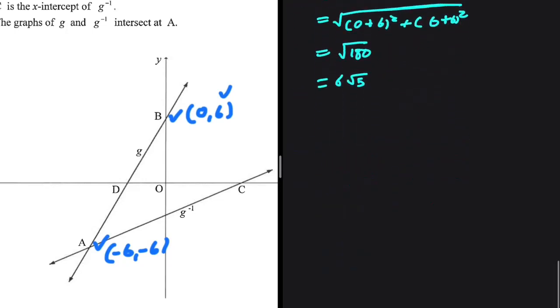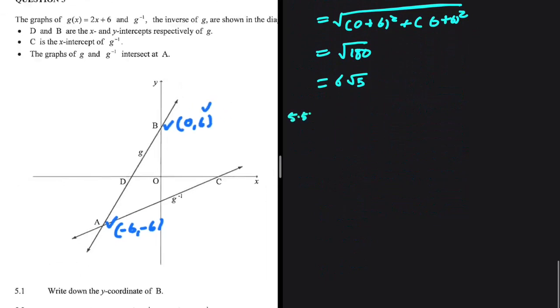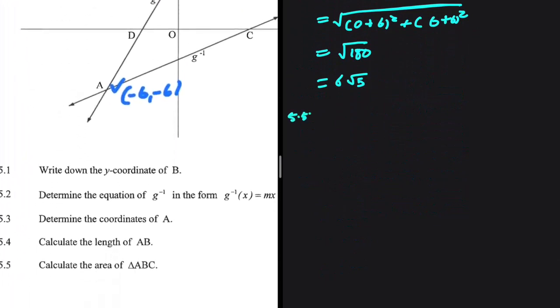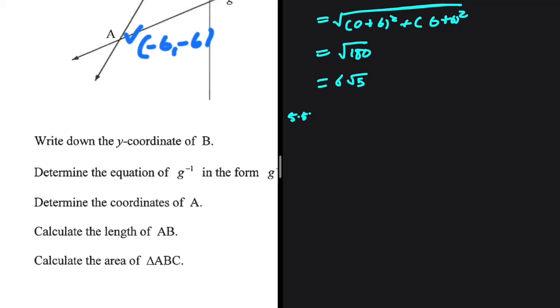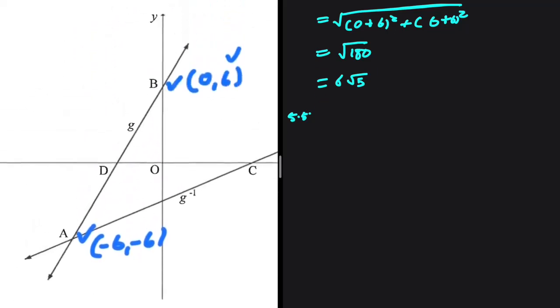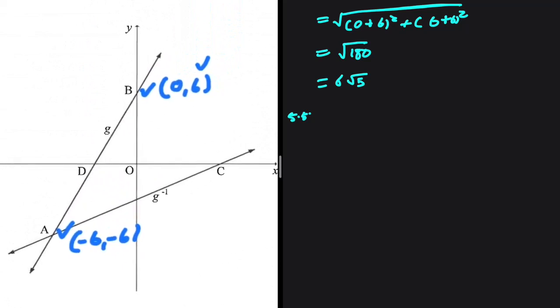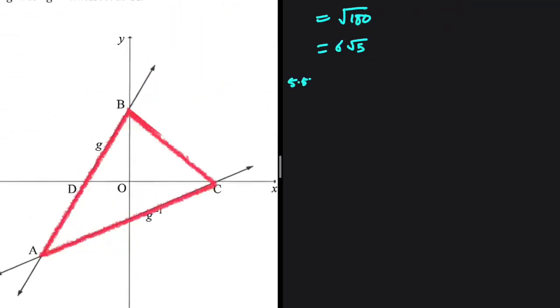AB, let's do 5.5, the interesting question really. So in 5.5, we're supposed to calculate the area of triangle ABC. So let's just go ahead and highlight that triangle. There's quite a couple of ways we can use to find the area of triangle ABC. Let's just try this first.